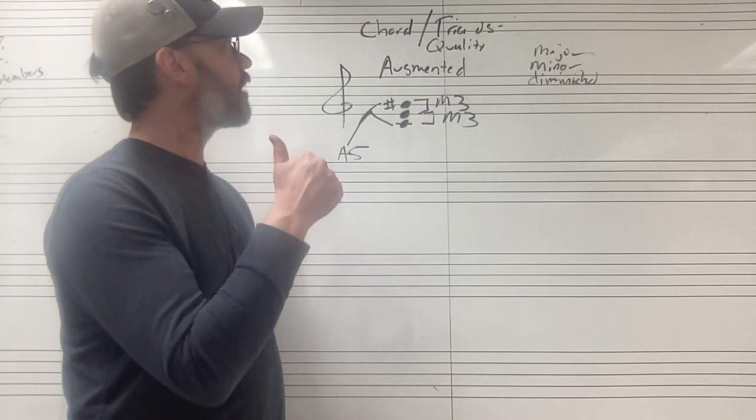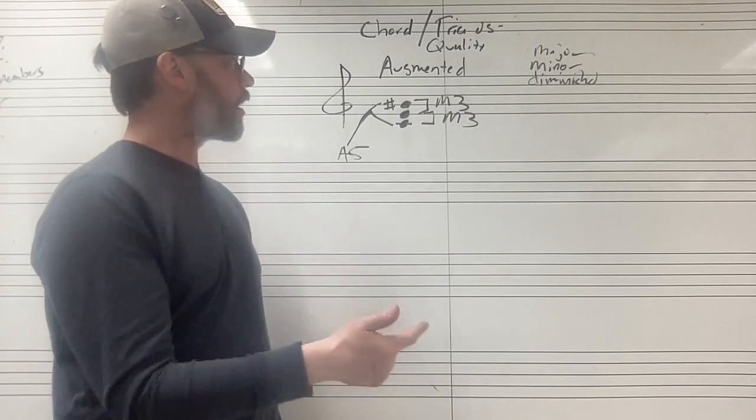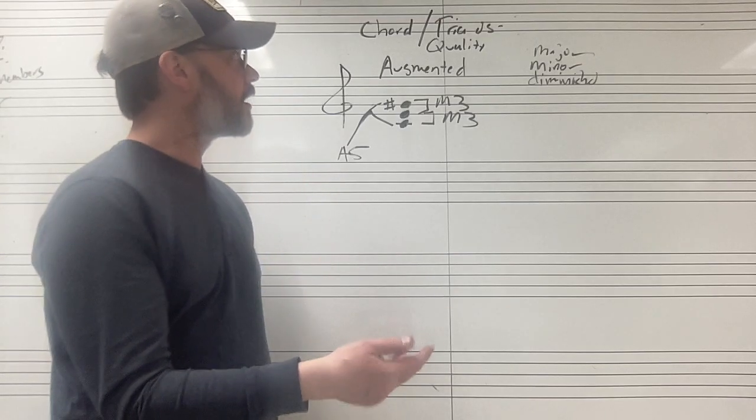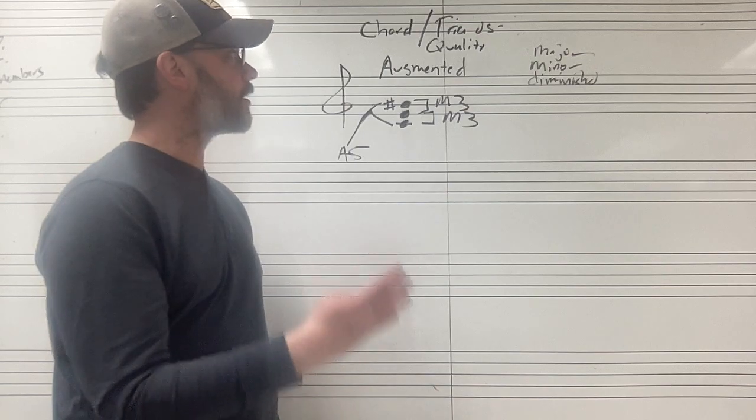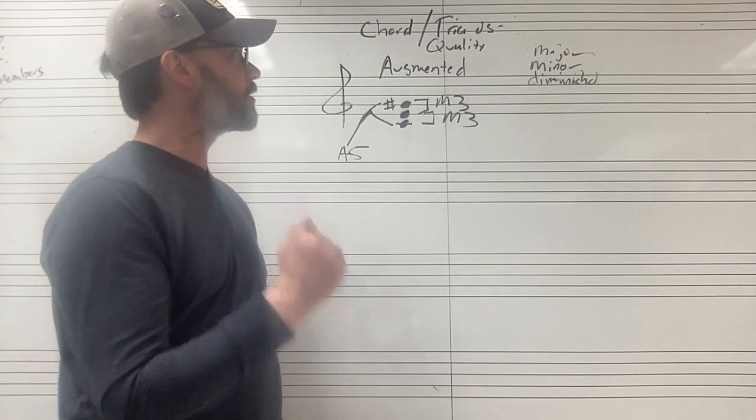So what we covered were chords and triads specifically. And we had 4 different chord qualities: major, minor, diminished, and augmented.